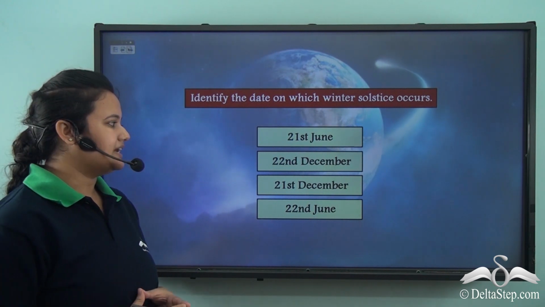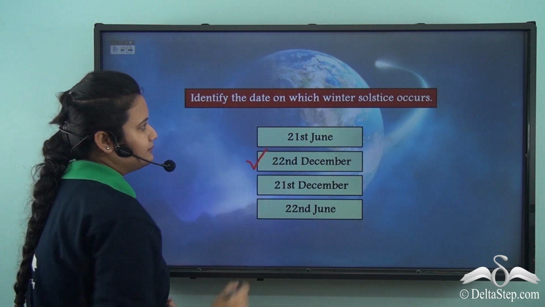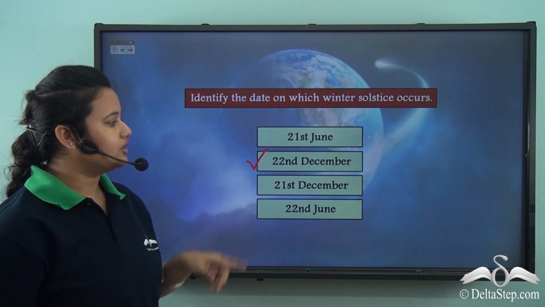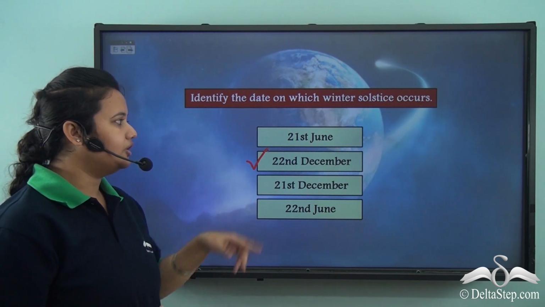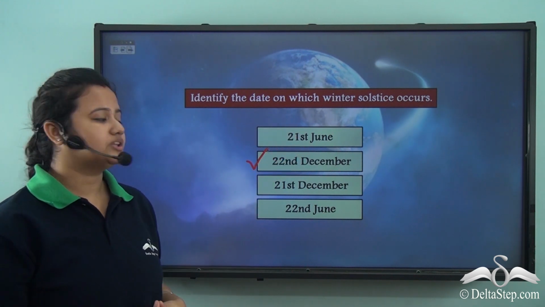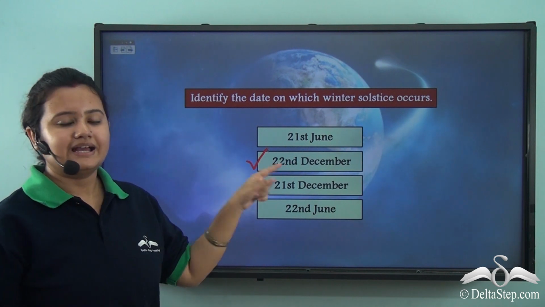Well, the correct answer is 22nd December. Winter solstice occurs on 22nd December, whereas summer solstice occurs on 21st of June. So the correct answer is 22nd December.